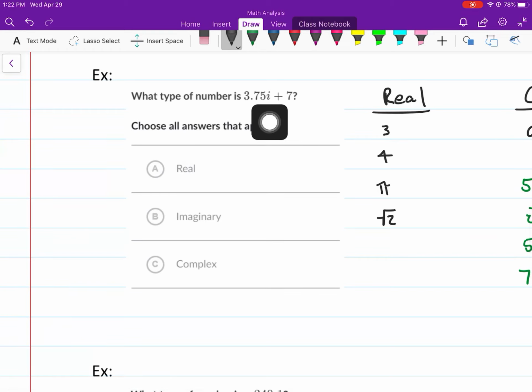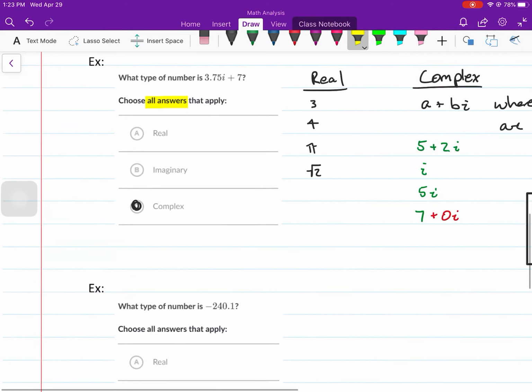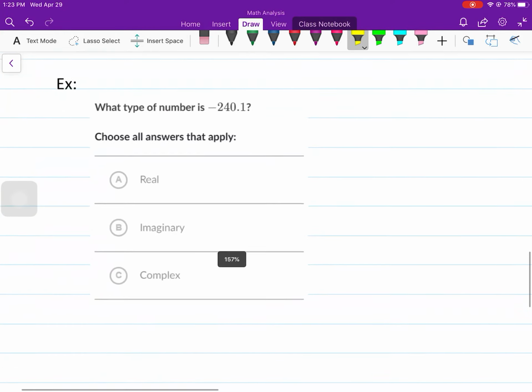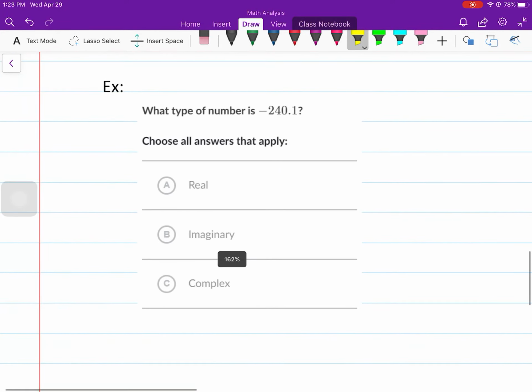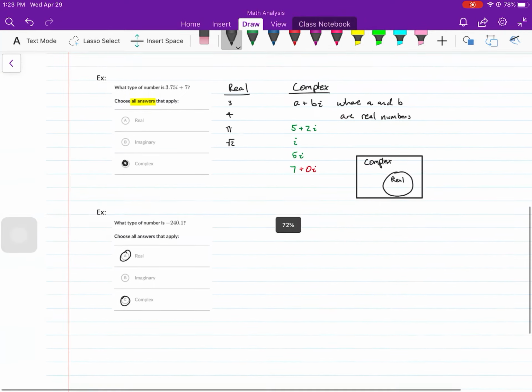So if we look at this, because it has an i, it's automatically complex. Now notice, why am I going through this? Because it says choose all answers that apply. So we have to be careful. So if it's complex, if it has an i, it's automatically not real. So it's complex. And then over here, what type of number is negative 240.1? Well, that's a real number, and since it's a real number, that makes it complex as well.